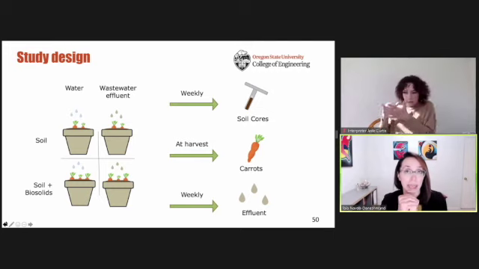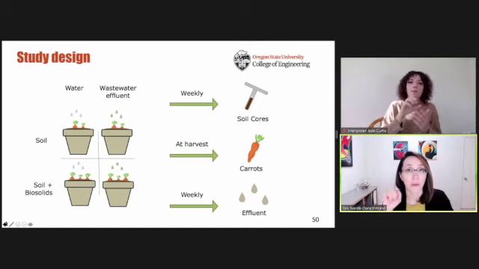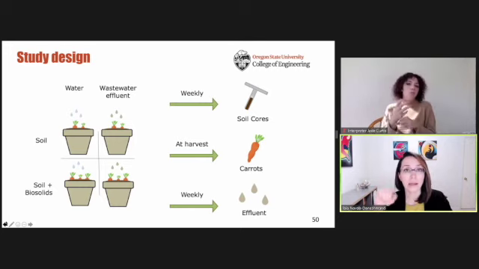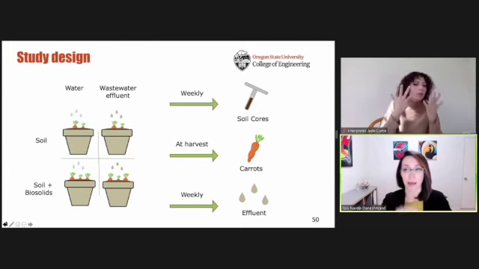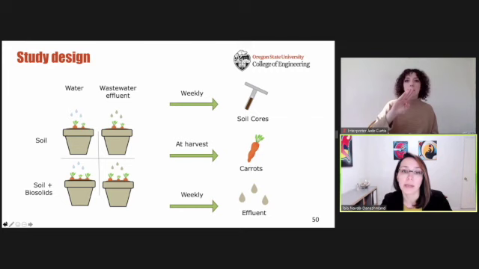until we harvested carrots. During this time, we collected weekly samples of soil, and we collected samples from the wastewater effluent, and at the end, at the harvest, we also collected carrot samples. And we tested all these samples for prevalence and abundance of antibiotic-resistant bacteria and genes. Next, please.